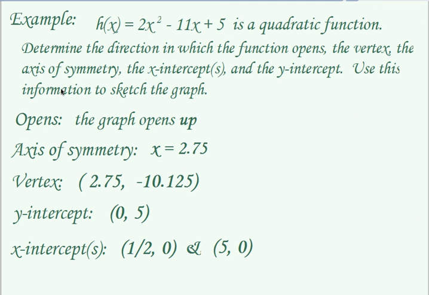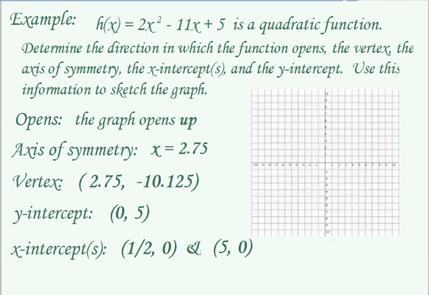Now I'm going to take all of this information and draw a graph. Use this information to sketch the graph. That's exactly what we're going to do. I'm going to start with my axis of symmetry. I'm going to draw that vertical line where x is equal to 2.75. Then I'm going to put my vertex on that line down here at negative 10.125. My y-intercept at (0, 5).